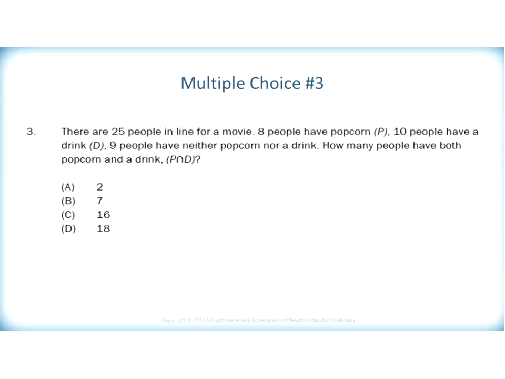There are 25 people in line for a movie. 8 people have popcorn. 10 people have drink. 9 people have neither popcorn nor drink. How many people would have popcorn and drink? So we're looking for the intersect. How many people in the intersect? So if we draw a Venn diagram, this could help us answer this question very easily. We have popcorn. We have drink. And it says 9 people have neither.